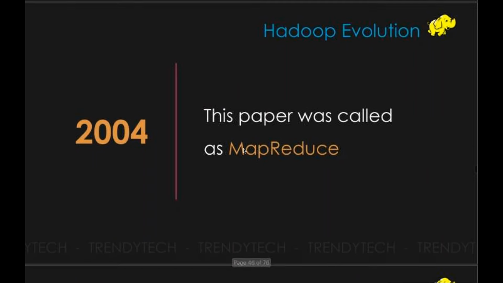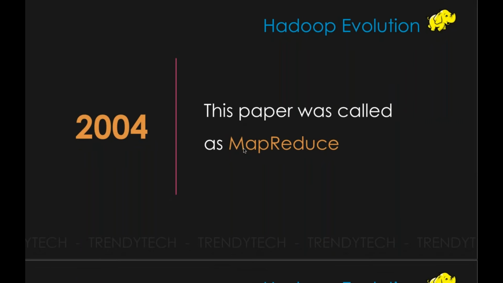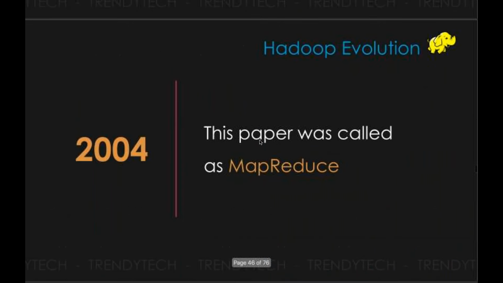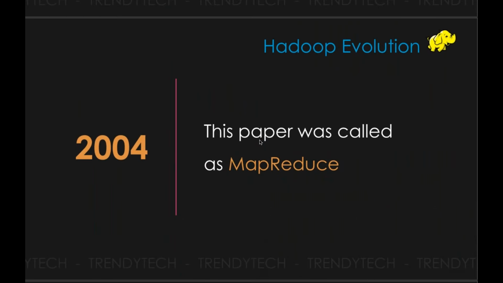This paper on distributed processing is called MapReduce. If someone is very curious, you can search for the GFS paper and the MapReduce paper on Google. The official papers will be available. GFS is for distributed storage and MapReduce is for distributed processing. These are the two papers given by Google.